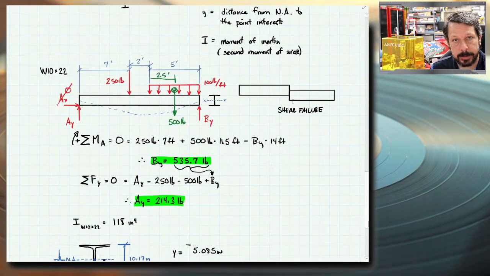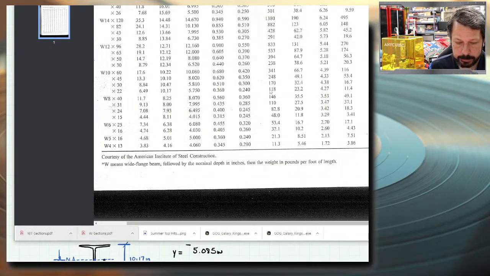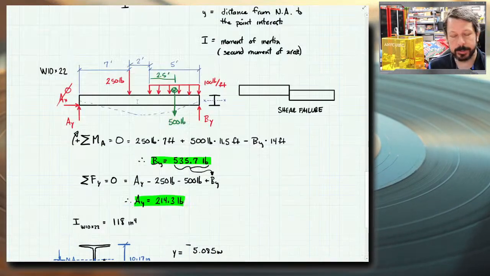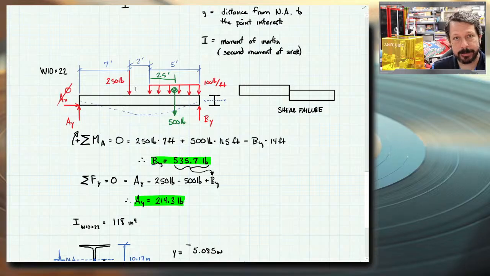And it's straightforward. There's a shear strength for the metal. There's the cross-sectional area of the beam. You know, this W10 by 22 is 6.49 square inches. And you can just divide that shear force by that area, and you get the shear stress and compare it to the shear strength of the beam. So it's really straightforward.